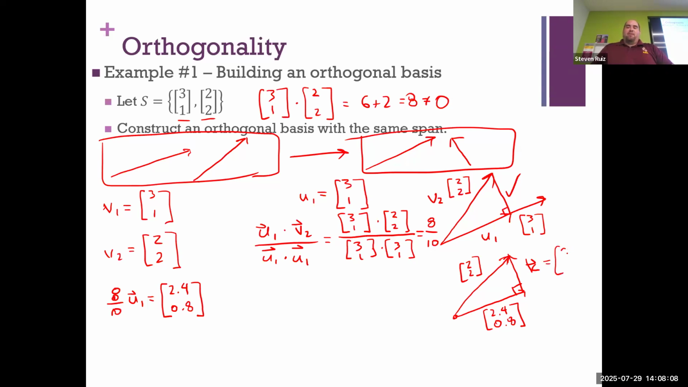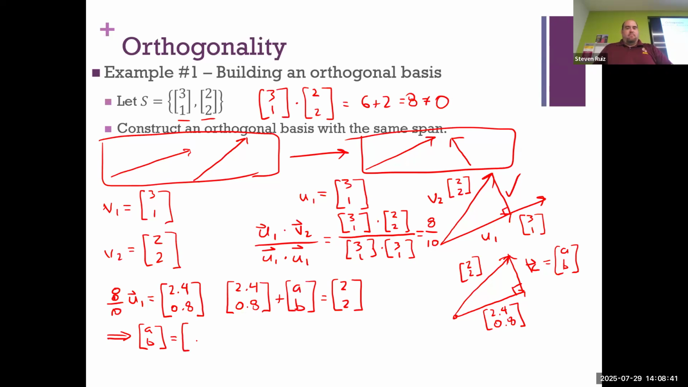I don't know what K is equal to, so I'm just going to call it A, B. But the fact that I can add vectors that way means I know I can do this. 2.4, 0.8 plus A, B equals 2, 2. What does that tell me about what A and B are? Negative 0.4, and B is 1.2.